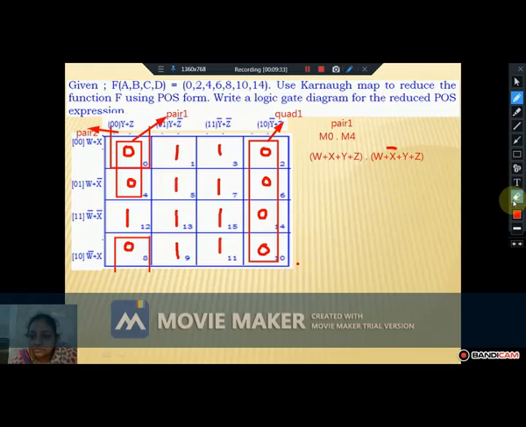Okay, now let's write the common expression. What is common in both expressions is W, Y plus Z. So W plus Y plus Z is common in pair 1. Let's take pair 2.